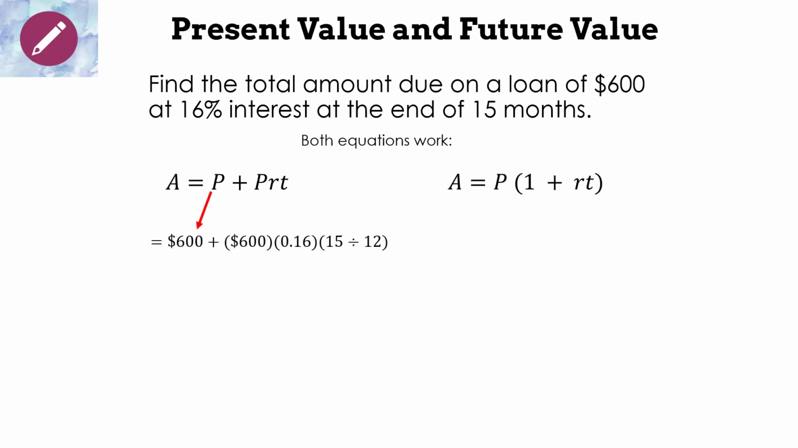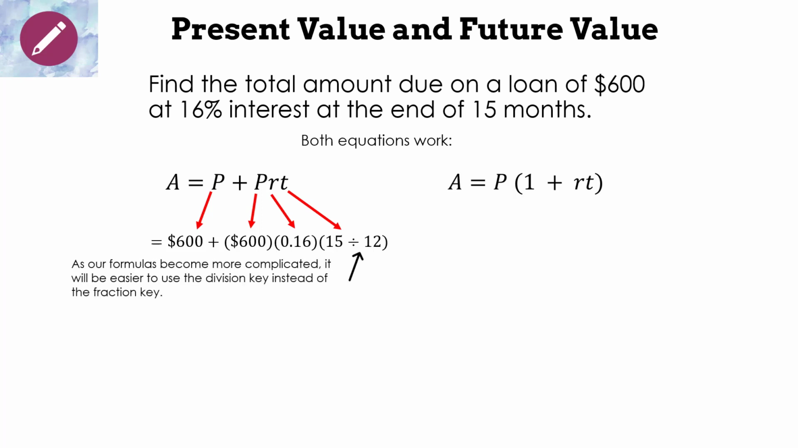Well, our principal is $600. Once again, our principal is $600 times the rate as a decimal and the time. Since it's in months, we have to divide by 12. Now you're going to notice that I actually did 15 divided by 12, not as a fraction. As things get more complicated, I recommend using the division key on your calculator rather than the fraction key. We'll end up with $600 plus $120, which is $720.